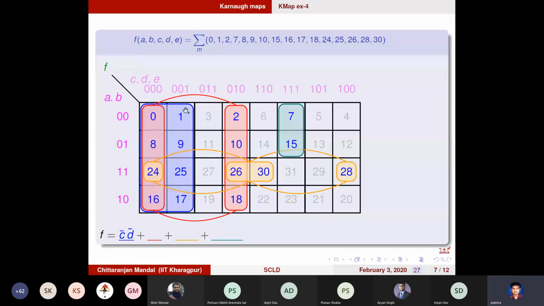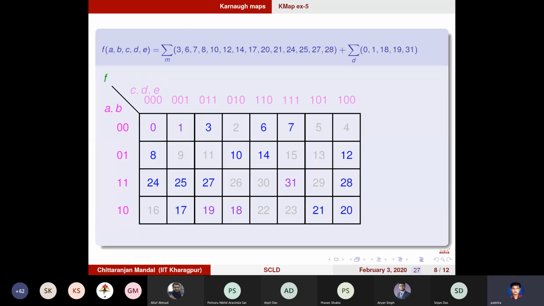So C bar D bar is this blue thing. E bar C bar is 0, 8, 24, 16 followed by 2, 10, 26, 18. This has 8 minterms, so 8 means 2 to the power 3. I have removed 3 from 5 and got 2 variables. For 24, 26, 30, 28, you can easily check that the constant variables are A, B, and E bar. Similarly, for 7, 15, you can just remove one variable, so it is A bar, C, D, and E. So this is the rule.